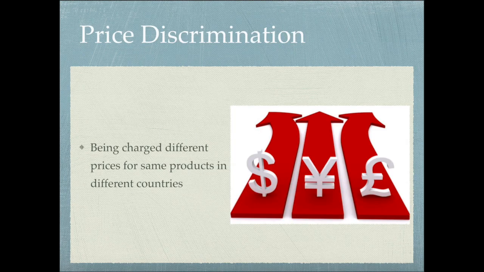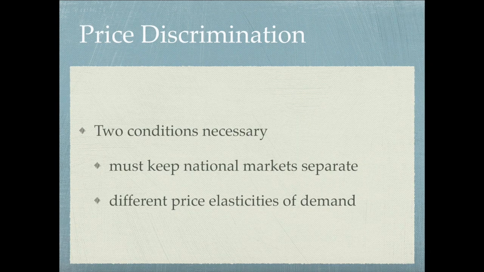The first thing to go over is price discrimination, and this refers to being charged different prices for the same products in different countries. Price discrimination involves charging whatever the market will bear, and it also helps a company maximize its profits. However, it does have two conditions that are necessary to be efficient.